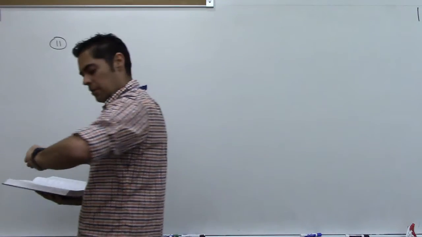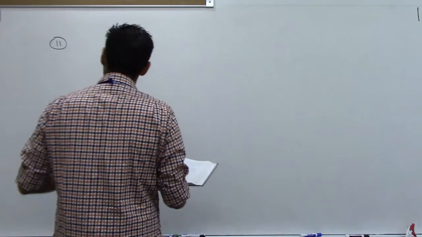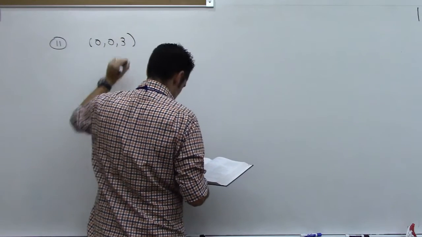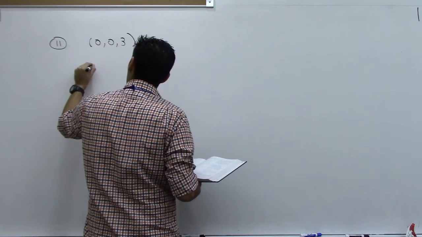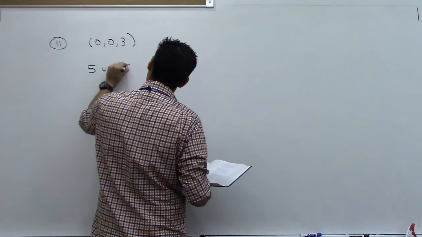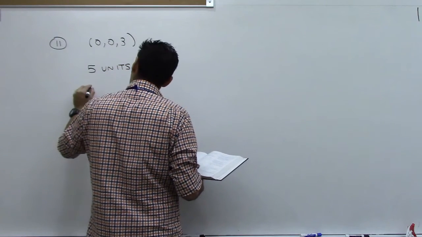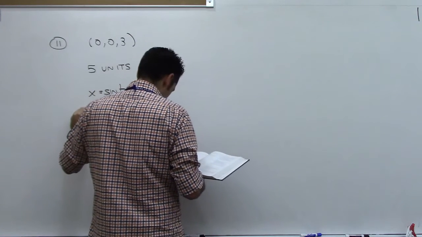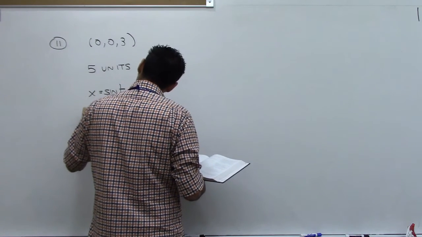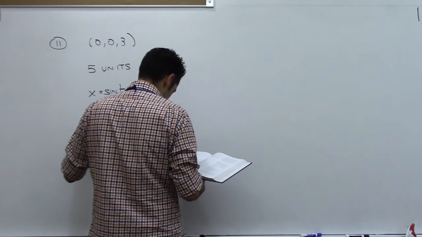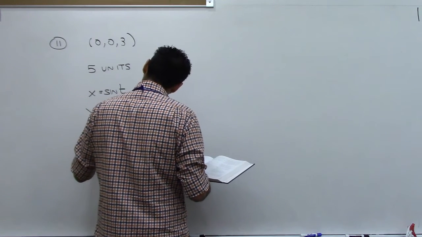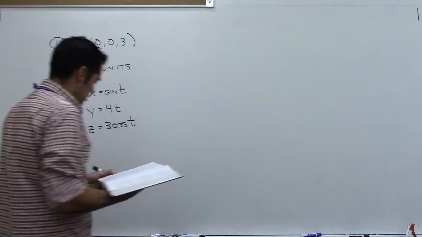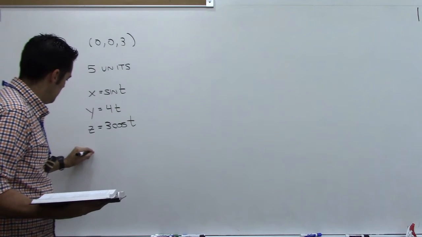suppose that you start at the origin, you start at the point 0, 0, 3, and you move 5 units along the curve. x is sine t, y is 4t, z is 3 cosine t in the positive direction. Where are you now?